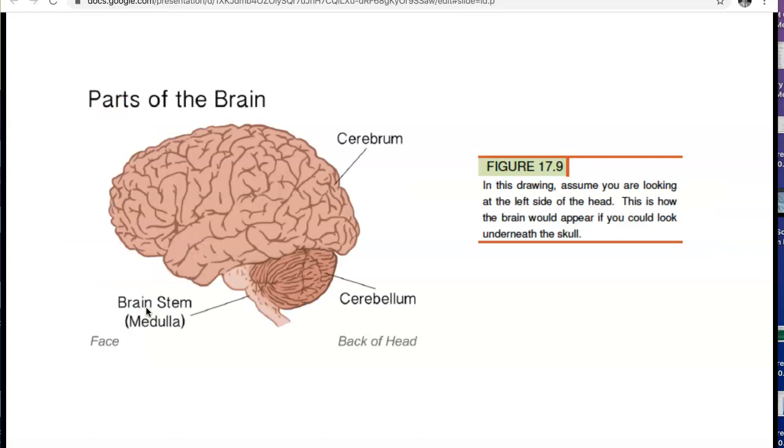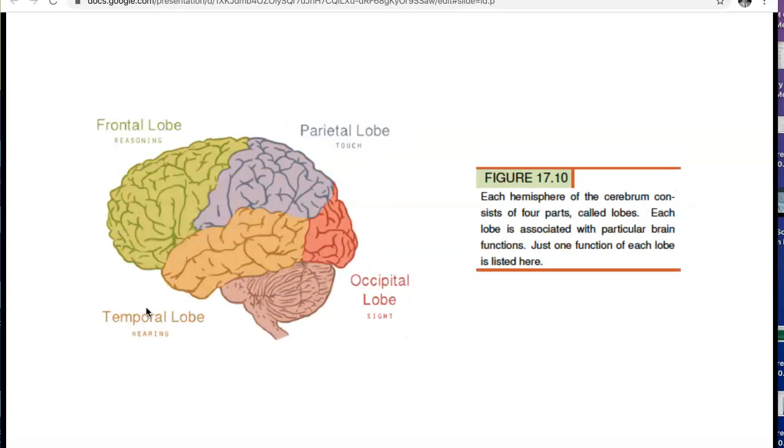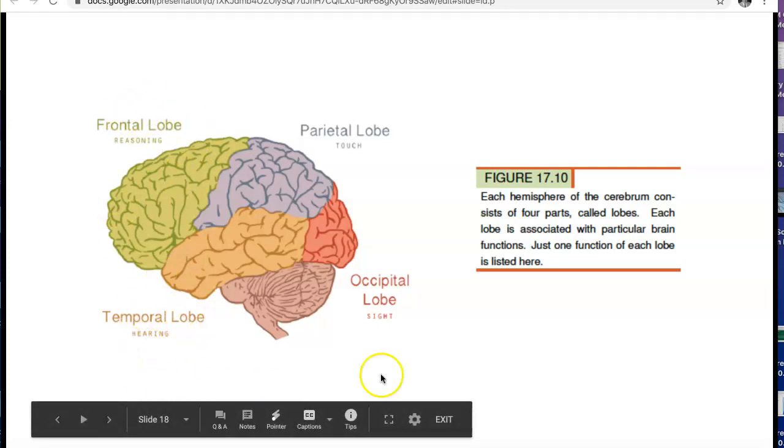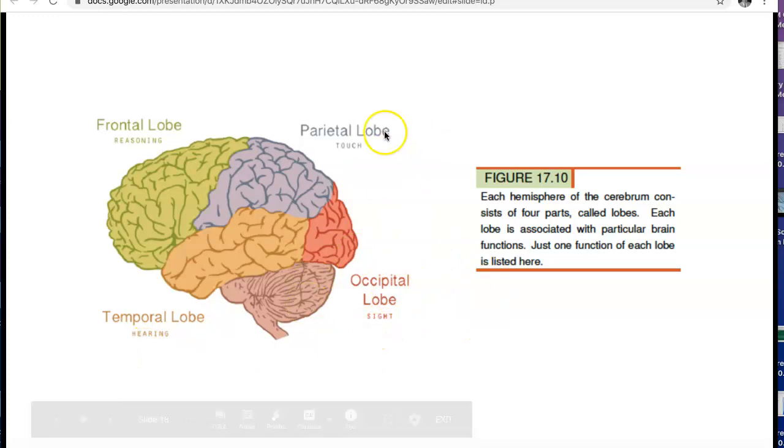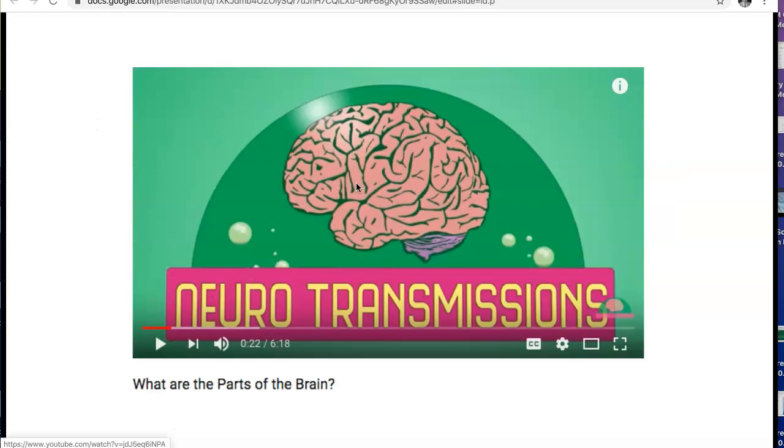Parts of the brain: there's the cerebrum, the brainstem, the cerebellum. Not this diagram, but this diagram I'd like you to know. This will be on the quiz. So these are the parts of the brain and what they are responsible for. The frontal lobe is responsible for reasoning or thinking. Down below, the temporal lobe is for hearing, occipital lobe for sight, and the parietal is for touch. So I want you to know those sections of the brain.